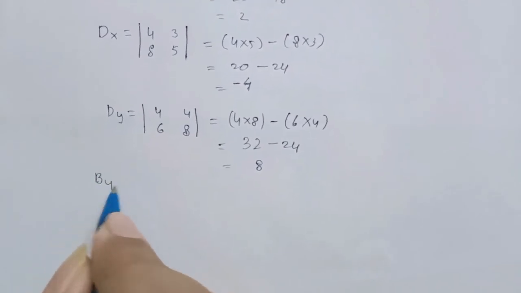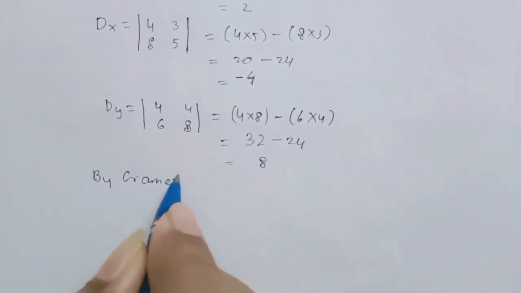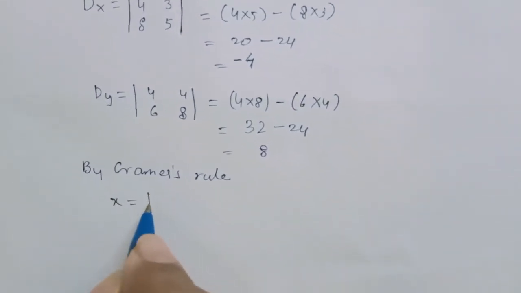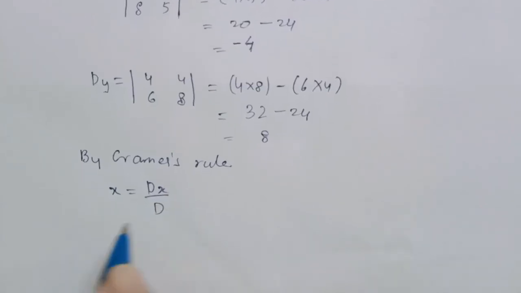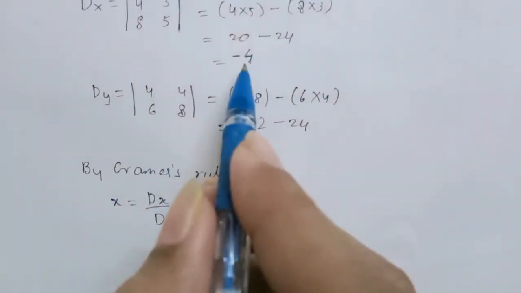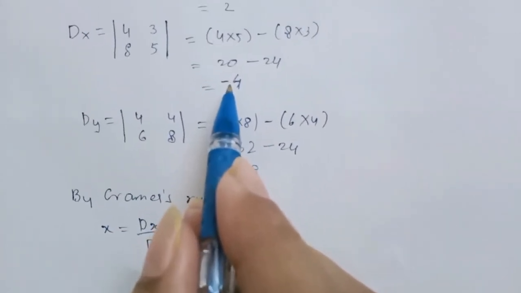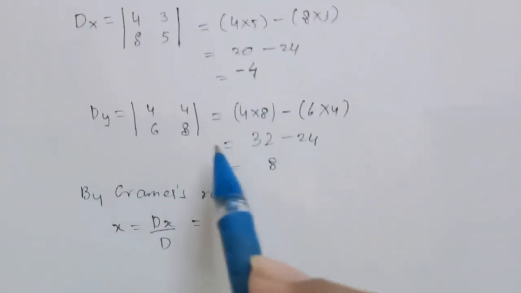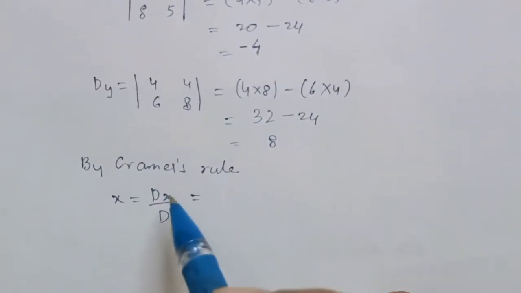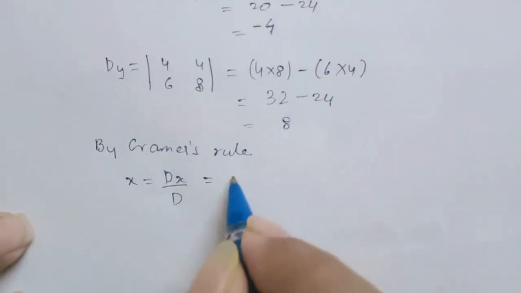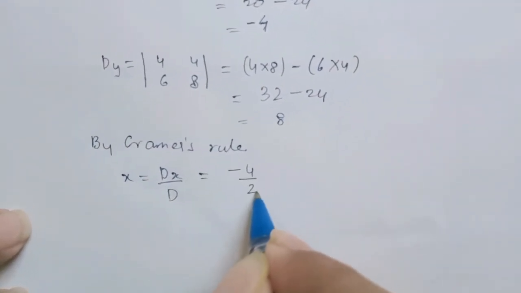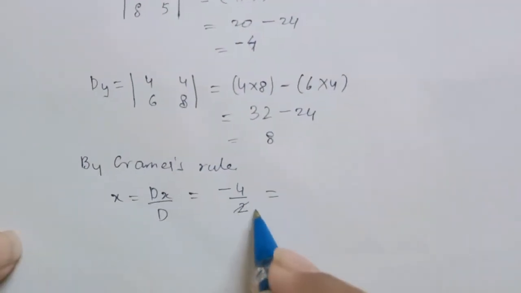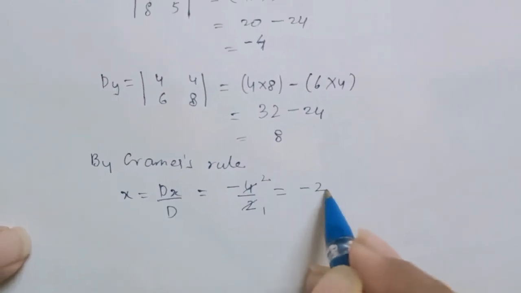Now by Cramer's rule, to find the value of x, the formula is dx upon d. We found the value of dx, that is -4, the value of d is 2, and the value of dy is 8. So here we are dividing dx by d. dx is -4 and d is 2. 2 1s are 2, 2 2s are 4, so the answer is -2.